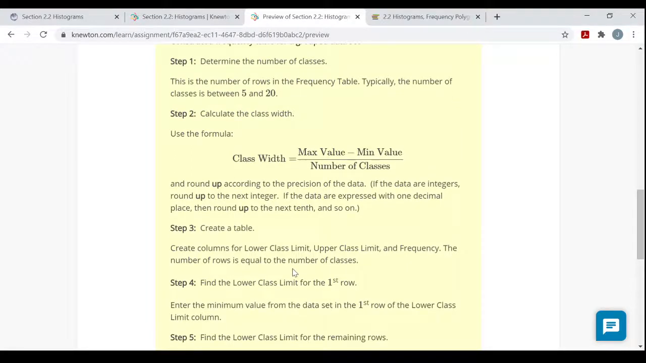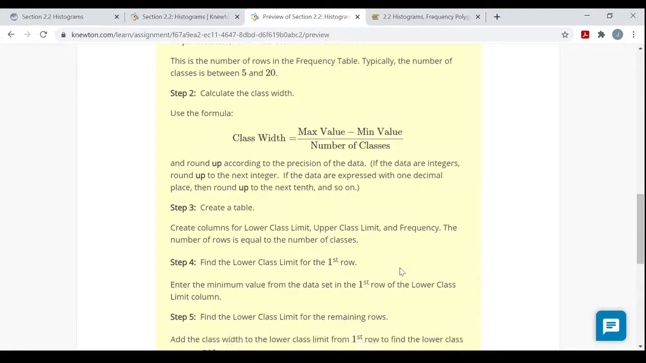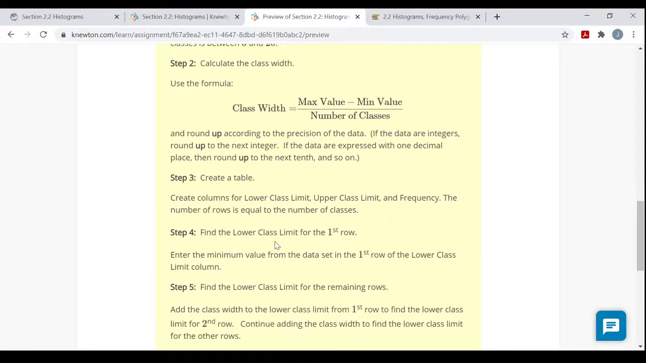Create a table. Create columns for lower class limit and upper class limit, or just the classes. I personally, when I write them out, and you'll see me write it out on a piece of paper, just put classes. And then frequency or relative frequency, we could do both. The number of rows is equal to the number of classes. Find the lower class limit for the first row, which is just the minimum value of the data set. The lowest value would be the first lower class limit.